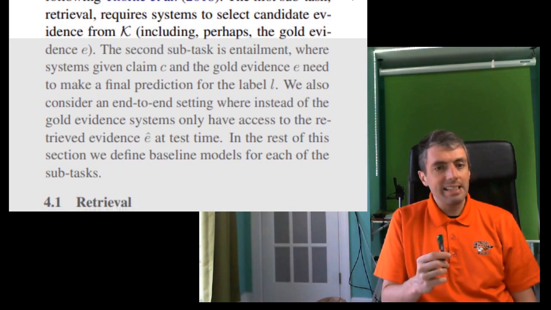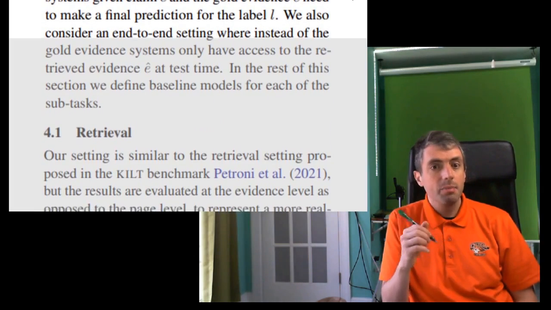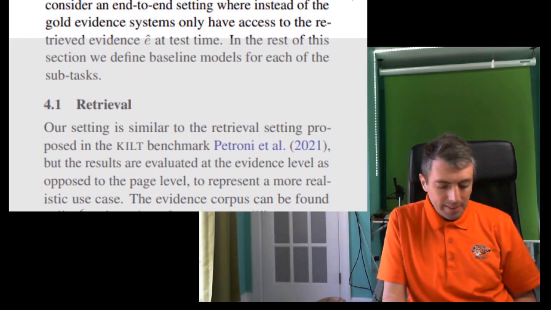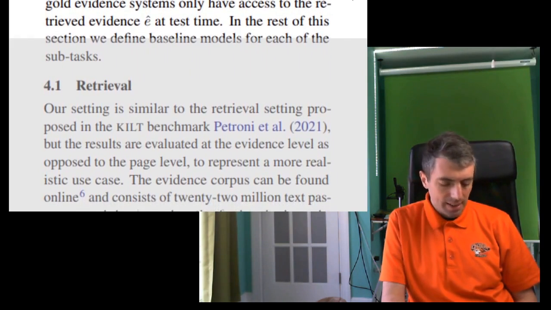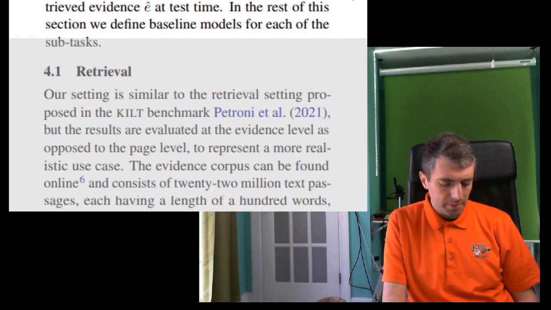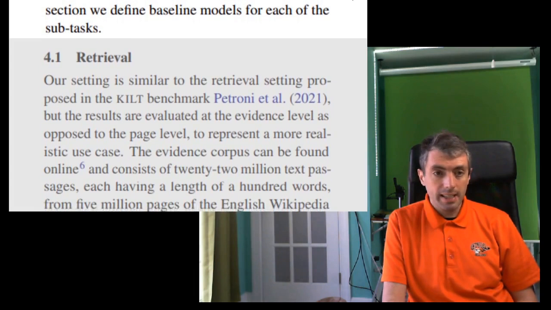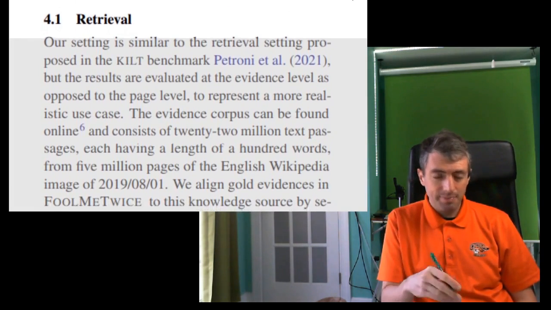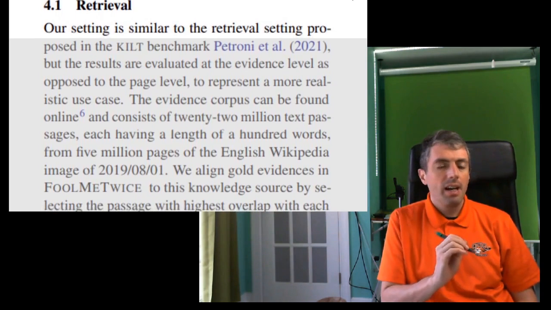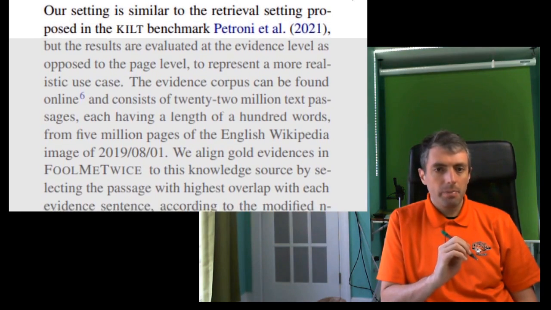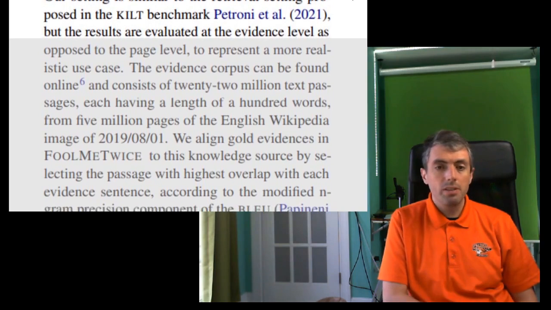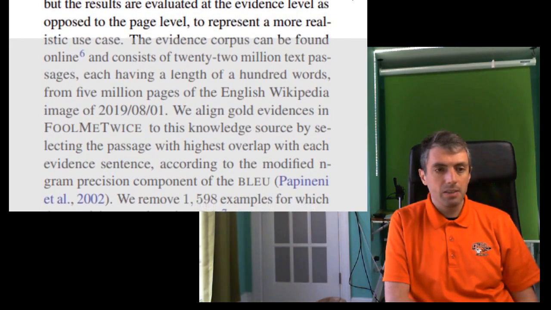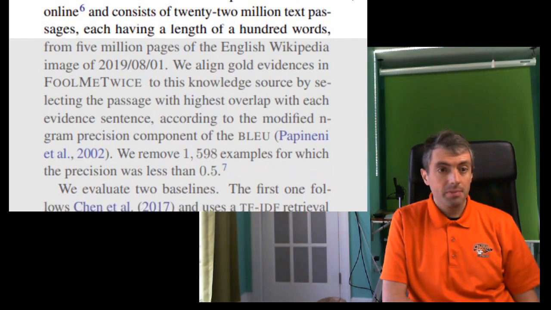We also consider an end-to-end setting where instead of the gold evidence, systems only have access to the retrieved evidence E hat at test time. In the rest of this section, we define baseline models for each of the subtasks. Section 4.1, Retrieval. Our setting is similar to the current retrieval setting proposed in the KILT benchmark, but the results are evaluated at the evidence level as opposed to the page level to represent a more realistic use case. The evidence corpus can be found online and consists of 22 million text passages, each having a length of 100 words, from 5 million pages of the English Wikipedia image from August 1st, 2019.